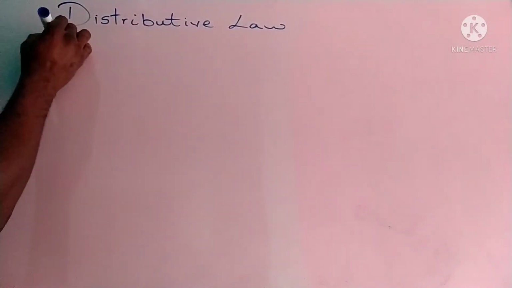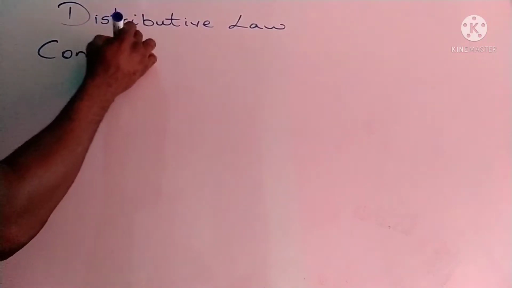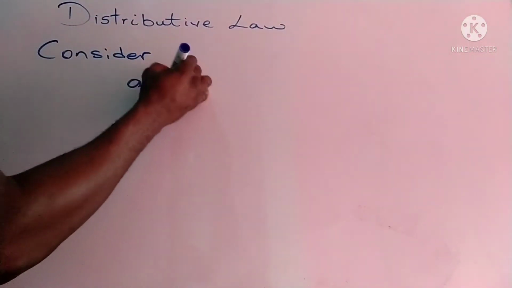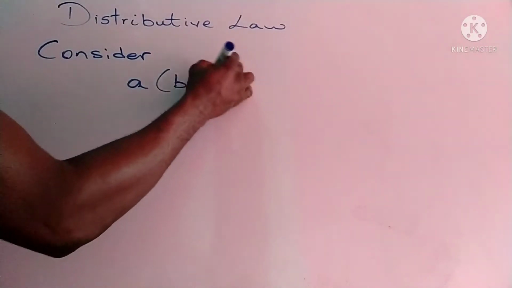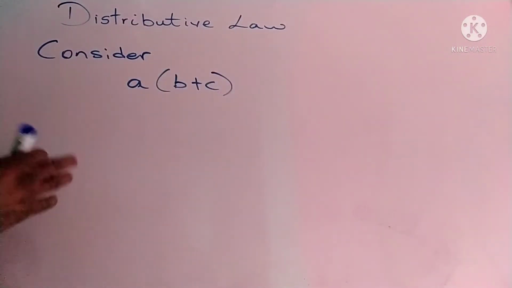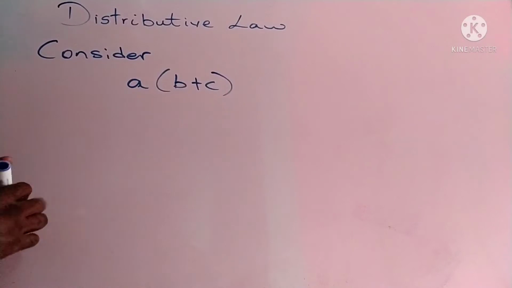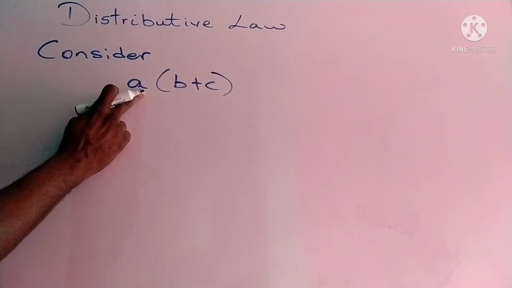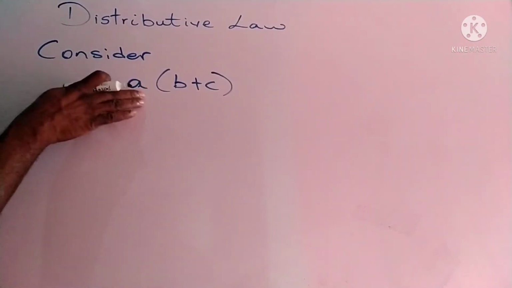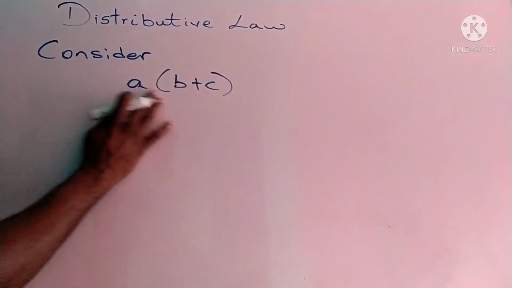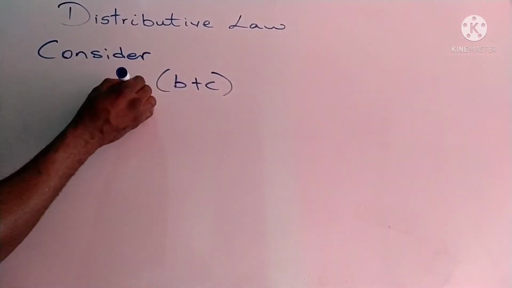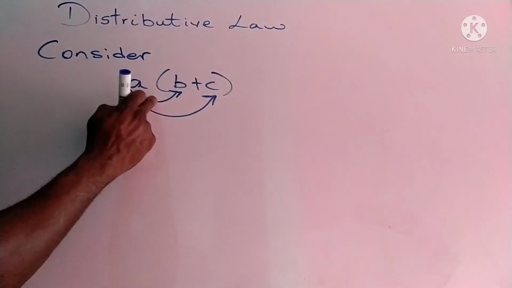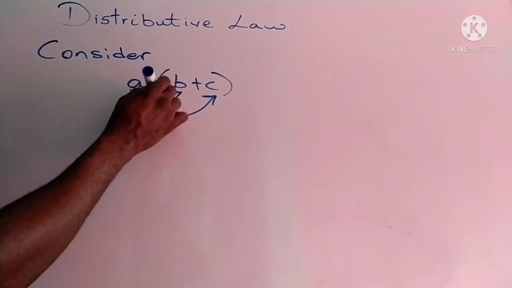So let us consider A open bracket B plus C. The distributive property states that anything that is immediately outside the bracket, that is anything that is multiplying the bracket, will be distributed or can be distributed inside. The distribution is done by multiplication.